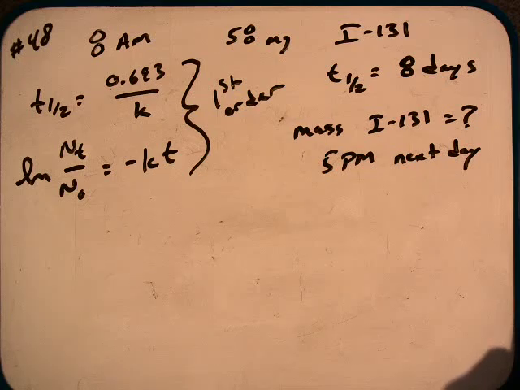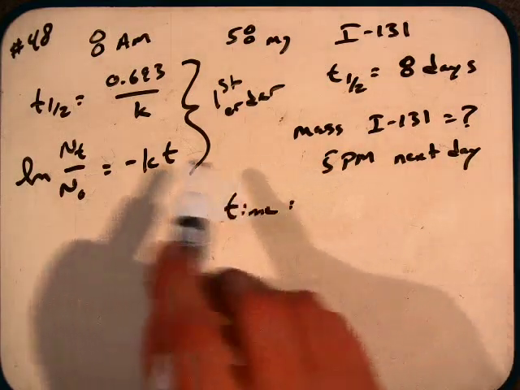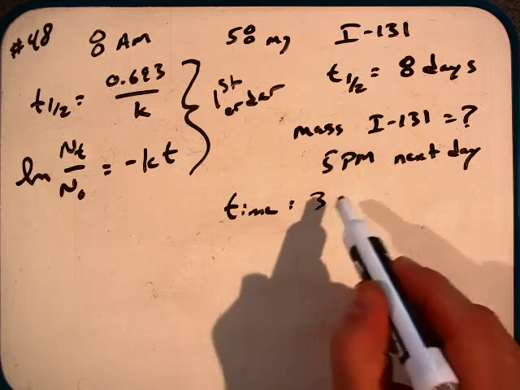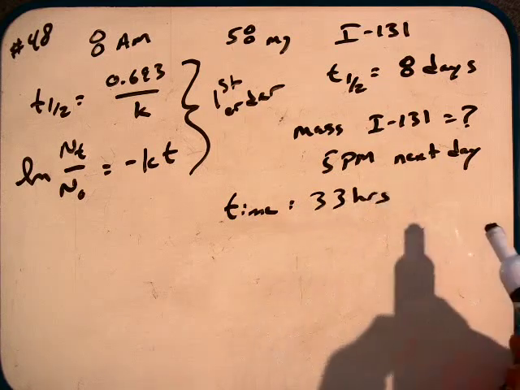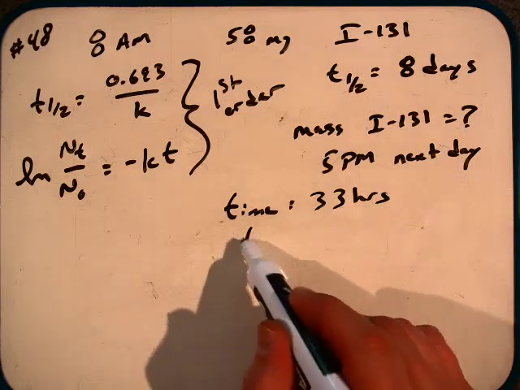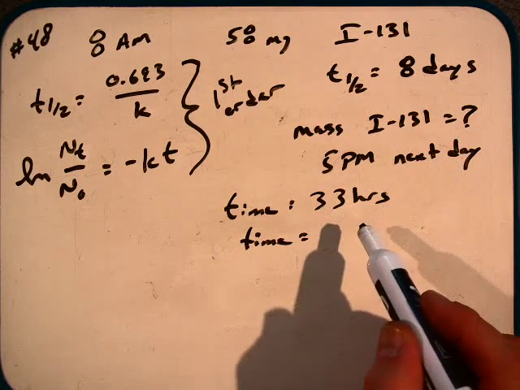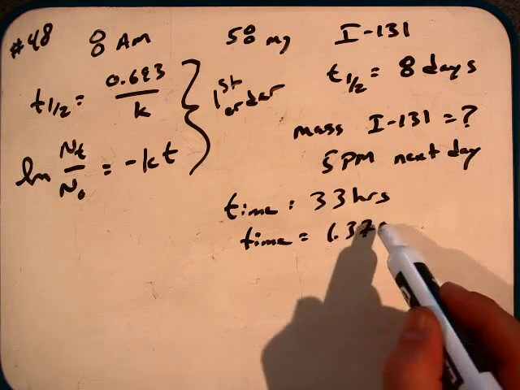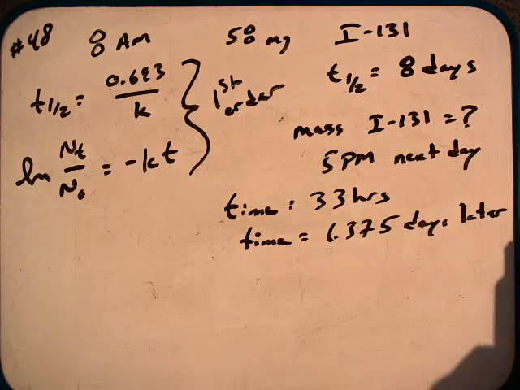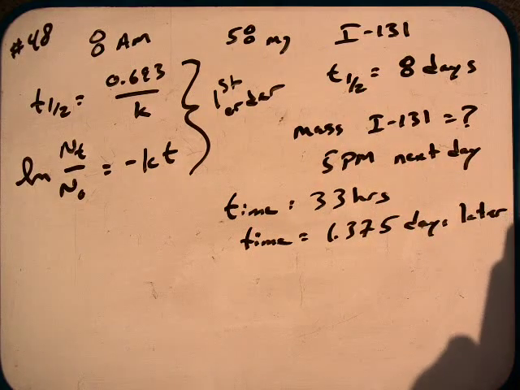expressions. And so one thing to figure out would be our time. If we take our 8 a.m. and our 5 p.m. the next day, that's more than 24 hours. That's actually 33 hours. If we convert that into days, since our half-life is in days, that would be 1.375 days later, after we gave the patient the 58 milligrams of iodine-131.